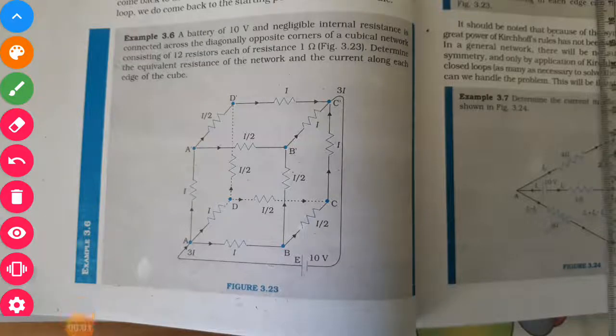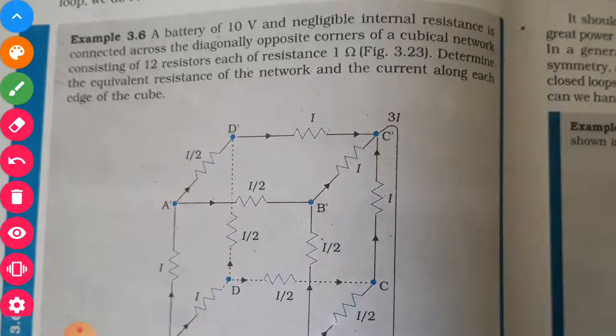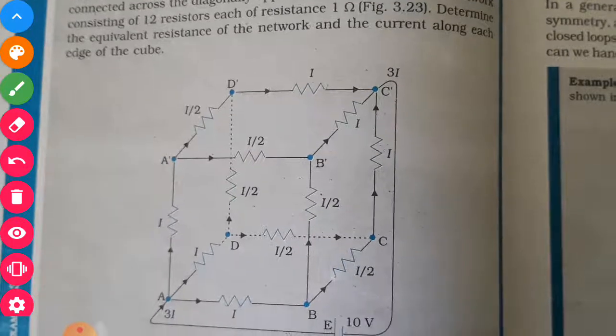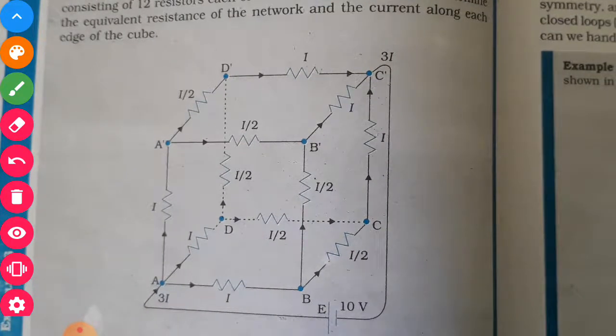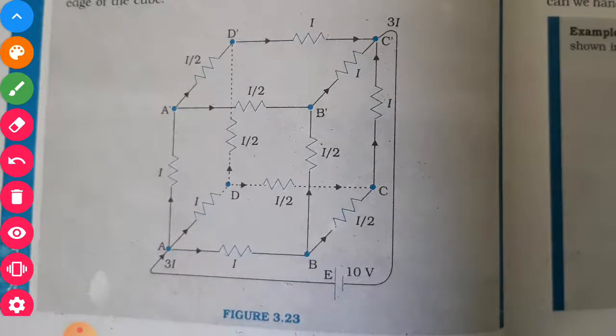Now, example number 3.6. The figure is given to you in this example. A battery of 10 volt of negligible internal resistance is connected across diagonally opposite corners of the cubical network, which consists of 12 resistors, each wire having a resistance of 1 ohm. Determine the equivalent resistance of the network and the current along each edge of the cube. Now try to understand, this is the figure.